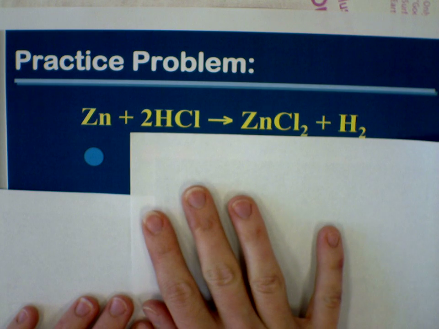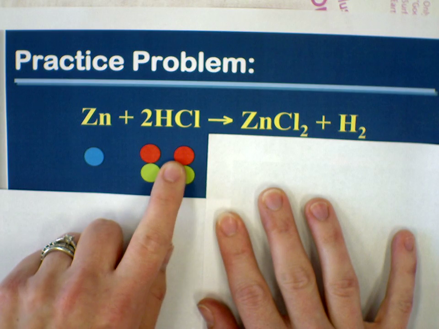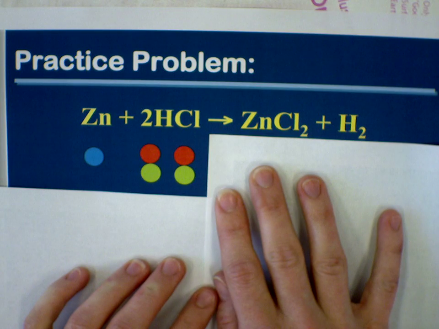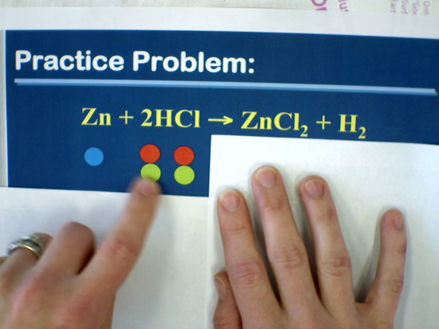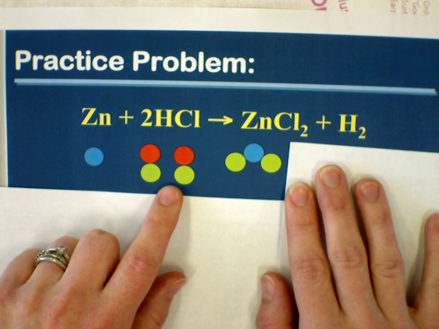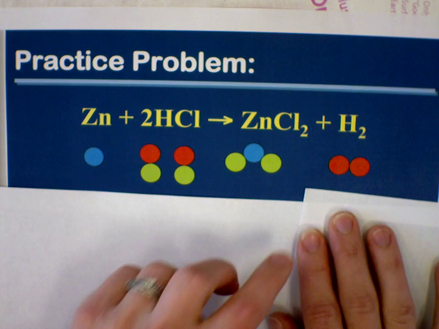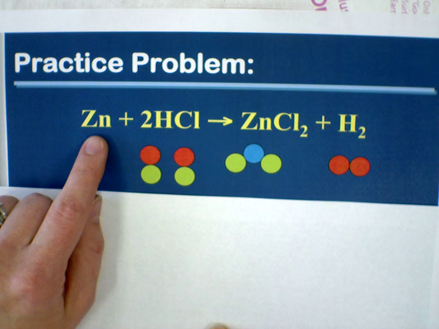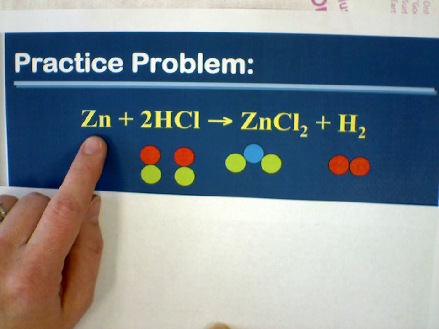HCl, we've got 2 sets. We've got the 2 reds and 2 greens, a set of red and green each. After it reacts, zinc is going to pair up with 2 chlorines, and then we're going to be left with H2. So if I'm going to use the correct terminology for each of these, zinc is an element, so it's going to be called an atom.